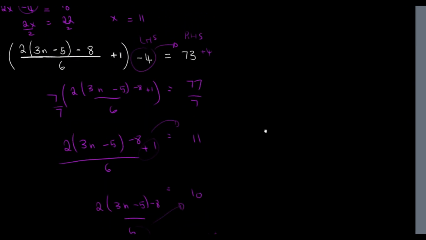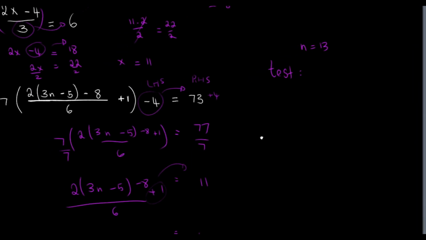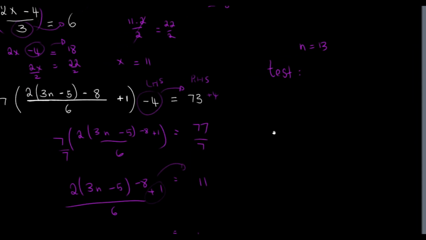Sorry about the background noise. Okay, so how do we know if our answer is correct? Well, we can actually test this. We just calculated n, and n is equal to 13, right? So now, if I substitute n into my equation, I should find that this entire expression is equal to 73. Let's actually do it.